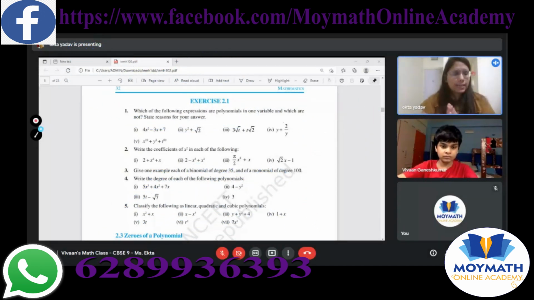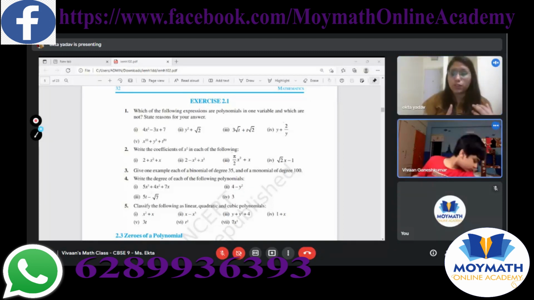We have already completed Exercise 2.1, as we talked about polynomials. What is a polynomial? It's an expression with one or more variables. And what is the degree of a polynomial? The highest power of the variable is known as the degree of the polynomial.